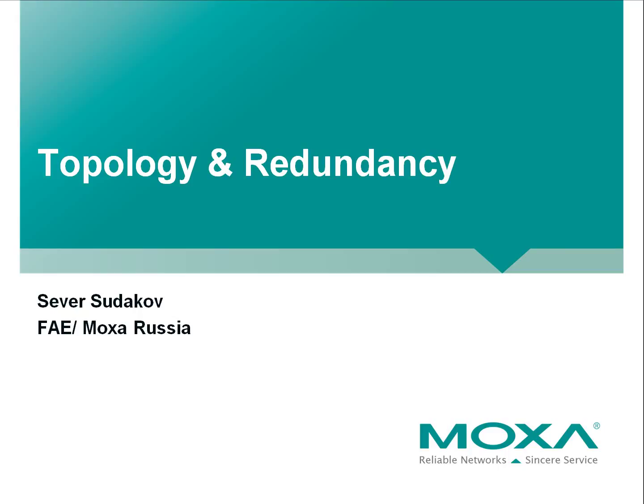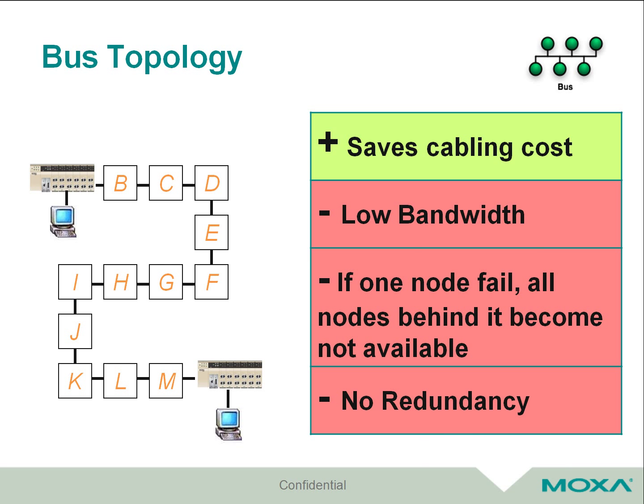In this presentation, we will overview different network topologies and redundancy technologies. Probably the most simple topology is a bus or linear topology. Network backbone is formed by switches or other network devices that are connected one-to-one consequently.